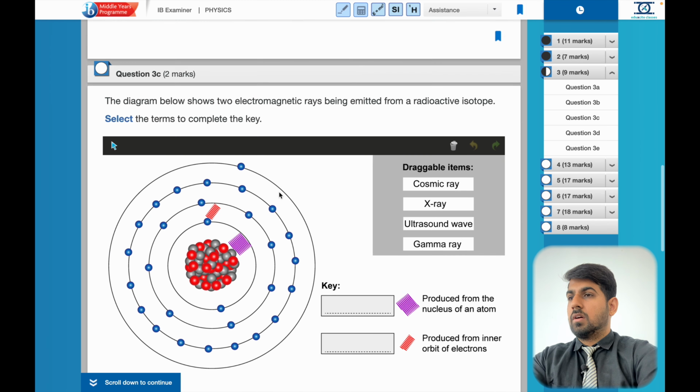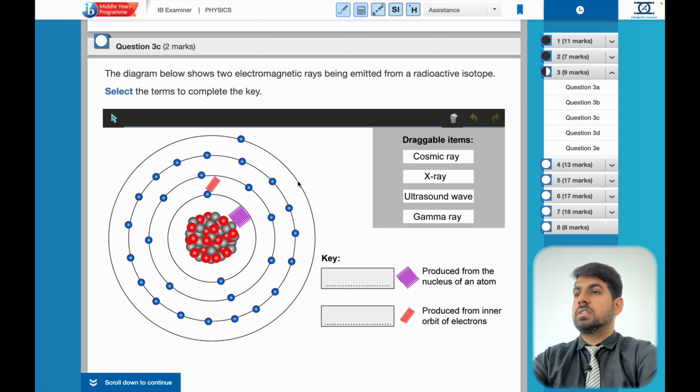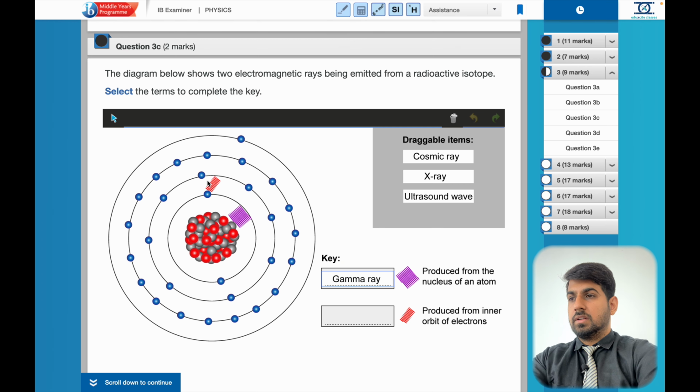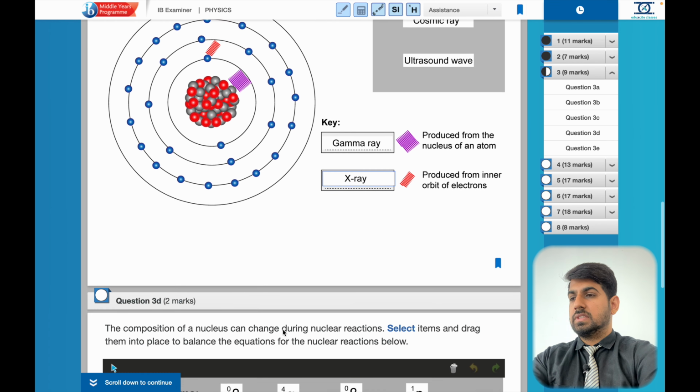Okay, now question 3C, select the terms to complete the key. If you look here, the produced from the nucleus of an atom. So if you know about radioactivity, you might have learned that gamma rays are produced from the nucleus. So this purple one will be nothing but the gamma rays, and the one coming from the transition of the electrons from different orbits is produced due to the X rays. Okay, so this will be your answer for question 3C.